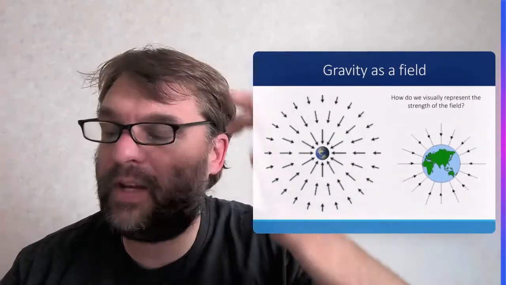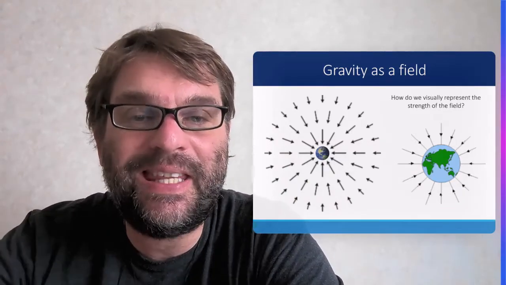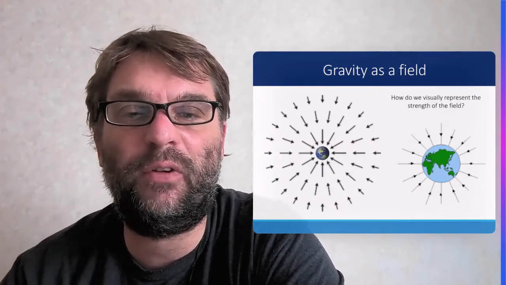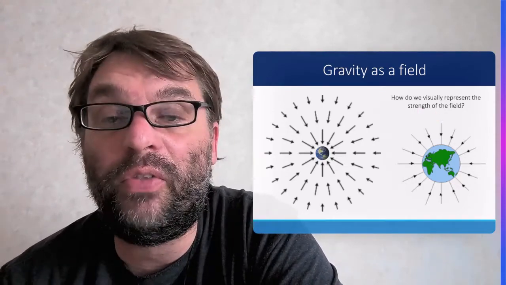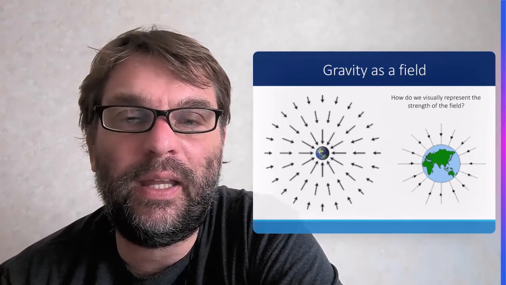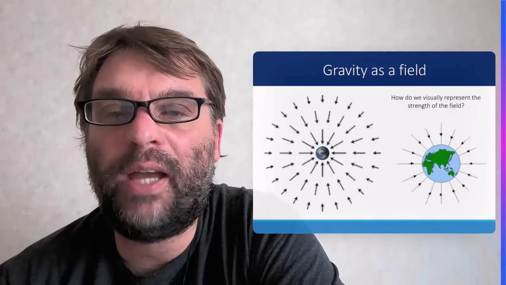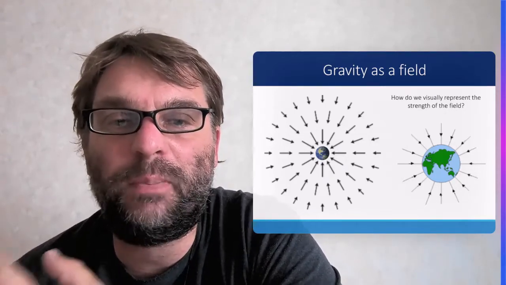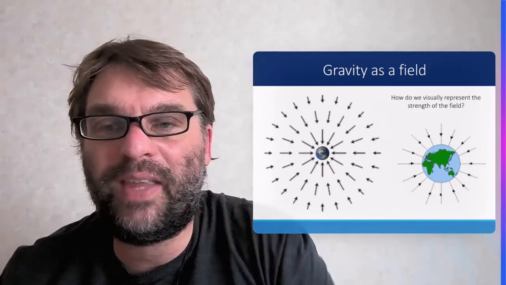So in terms of gravity acting as a field, how do we actually visually represent this? You'll notice the different force vectors, and you'll see that the length of the force vectors increases the closer you get to the surface of the Earth. So a stronger force is being experienced by objects closer to the Earth than further out. That's why the arrows are smaller further out.